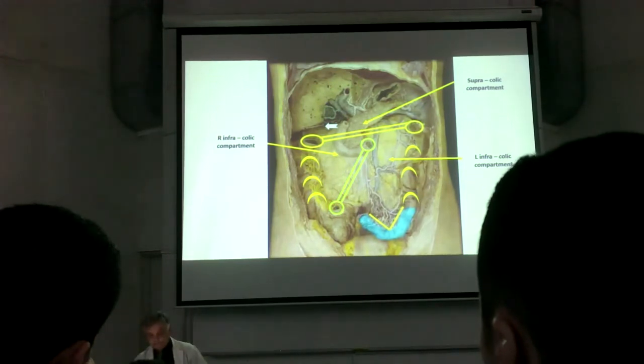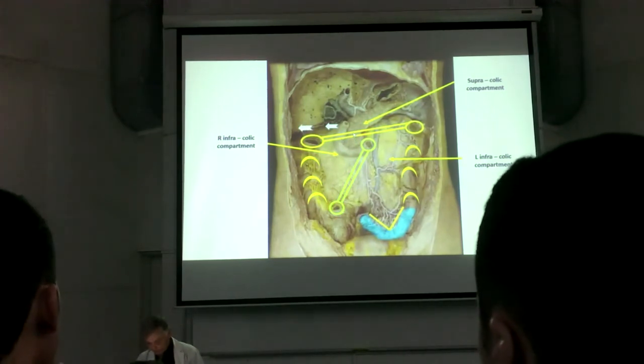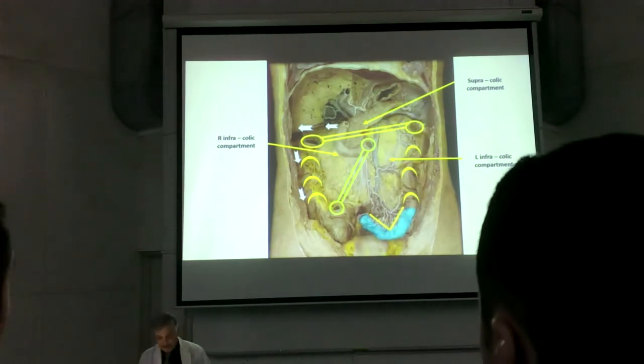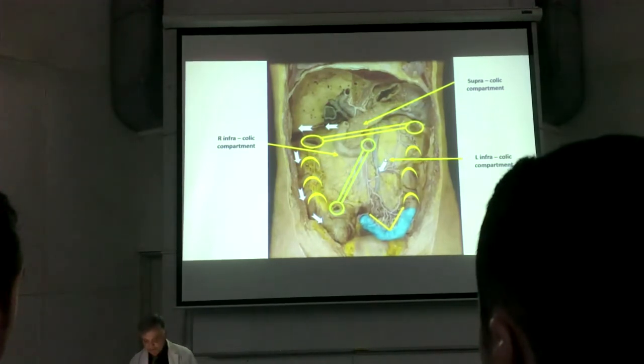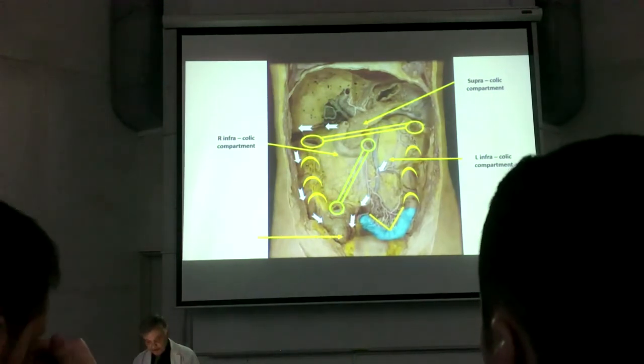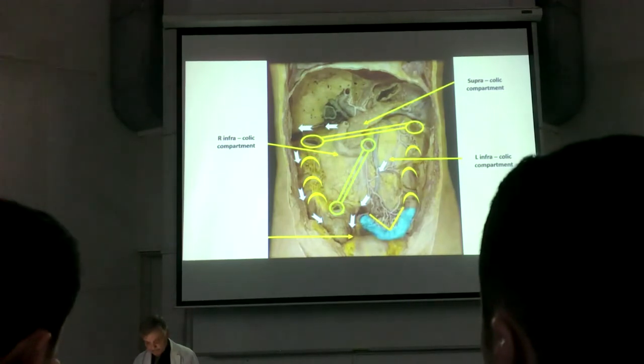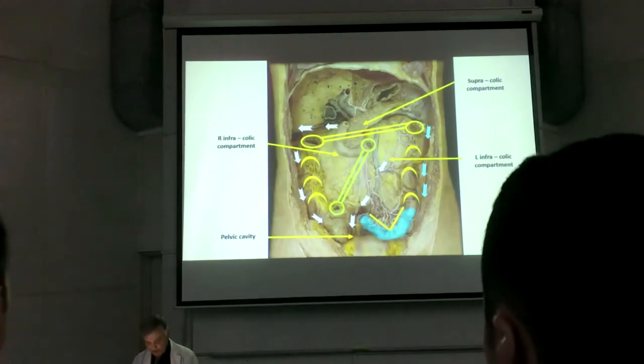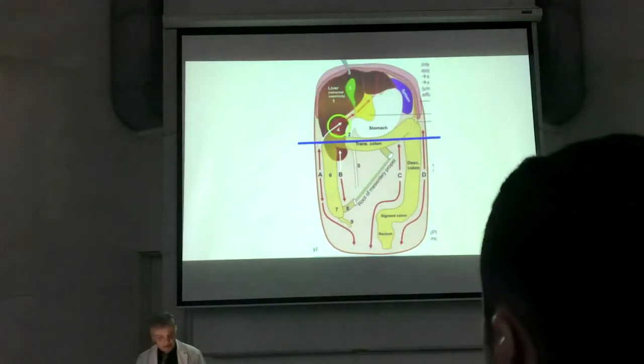The fluid is prevented from coming this way by the root of transverse colon. So it's going to go through the right paracolic gutter and ends up in the pelvis. A fluid which collects for some reason in the right infracolic also collects in pelvis, right? Fluid here, for some reason, is also going to go down the left paracolic gutter and ends up in the pelvis.